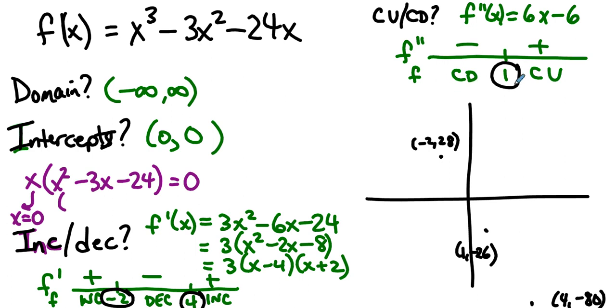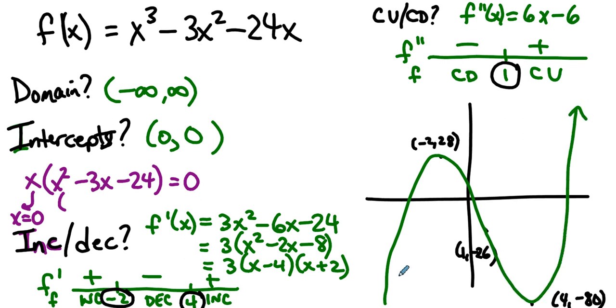Well, it spills water until 1. So it's got to go up and come down in a way that spills water. And then it holds water from 1 to infinity. So it's got to go down and come up in a way that holds water. So we have a function that is increasing, then decreasing, then increasing. We have a function that is concave down until its inflection point, and then concave up on the other side.